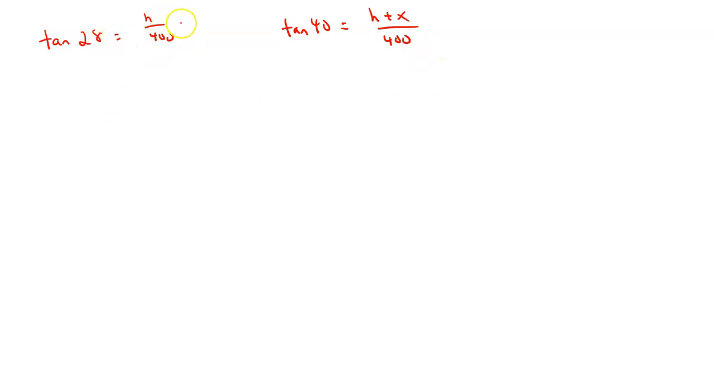So if I multiply both sides of this equation by 400, I get 400 times the tan of 28 degrees equals h. And on this side, if I multiply both sides by 400, I get 400 times the tan of 40 degrees equals h plus x. Well, I've got a couple of options.